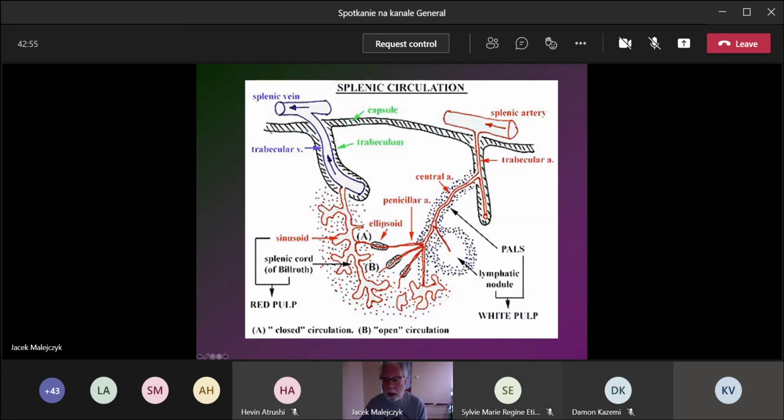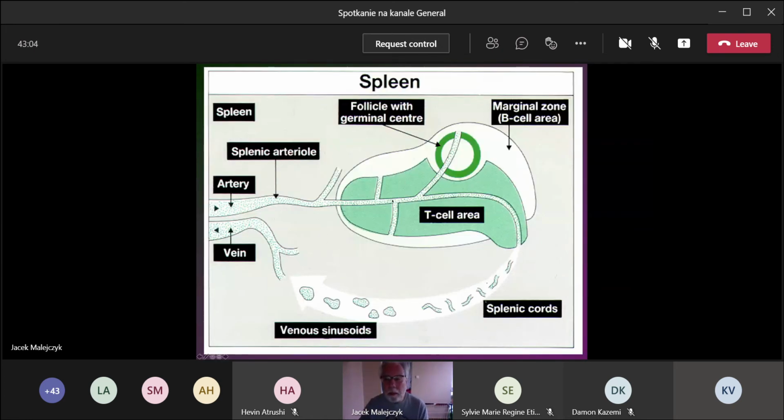What about this red and white pulp? What we call white pulp are the areas which are occupied by leukocytes, whereas the red pulp is the area where we can find sinusoid vessels. So this is a similar picture which shows the same. This is how the circulation goes. We have a splenic arteriole which changes into a central arteriole. Around it we have aggregation of the lymphatic tissue.